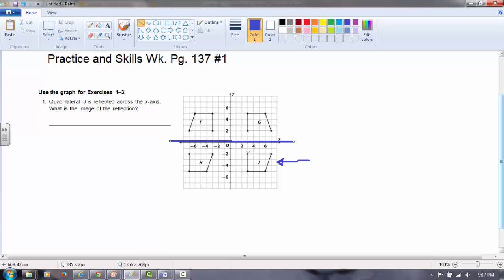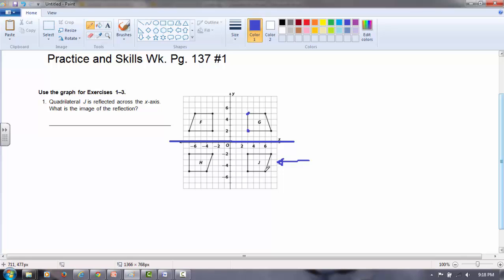Well, remember that when we're reflecting across an axis, we can look at the following. If I look at this point right here, the distance from this point to this line is 2. So that means that the reflection will also be 2. So it will reflect to this point. If I look at this point down here and I count 1, 2, 3, 4, 5, this reflection should also be 5. So 1, 2, 3, 4, 5.